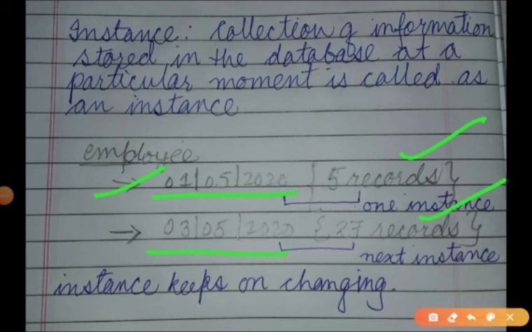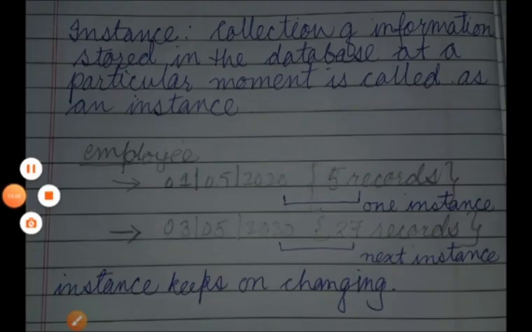An instance keeps on changing. As time goes on, the instance changes. The instance changes meaning the information stored in the database changes. Sometimes records get stored, sometimes we may delete the records, and sometimes we may insert records also. So this is known as the instance of a database. So this much in database schema and in instance.